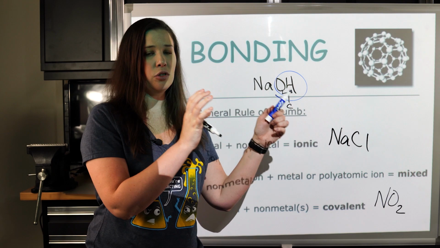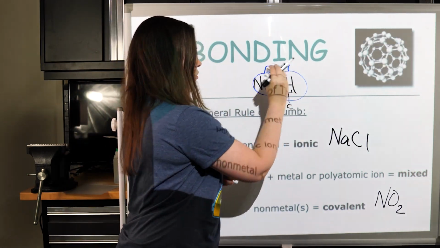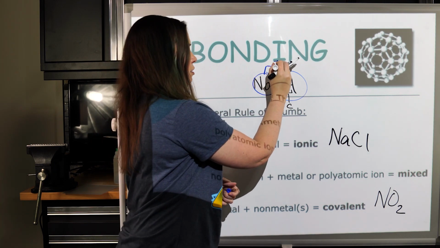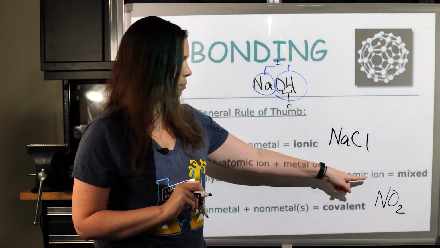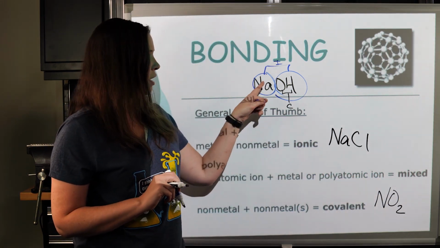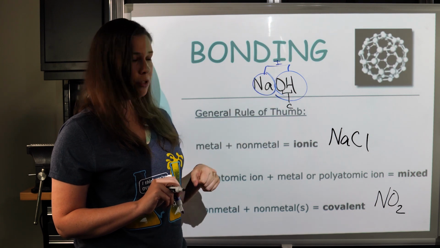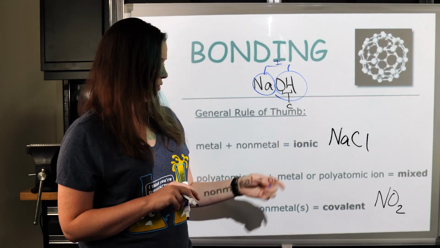But the bond holding the sodium to the hydroxide as a whole would be an ionic bond. So it actually has both types of bonds. That would be an example of mixed, or having both types of bonds. Ion to ion is an ionic bond, and then the nonmetals within the polyatomic ion are covalent bonds.